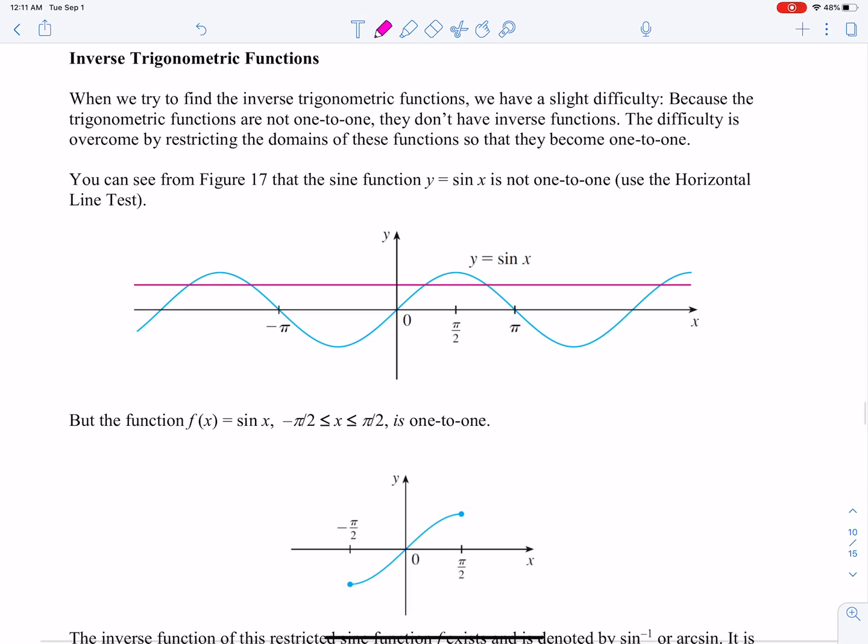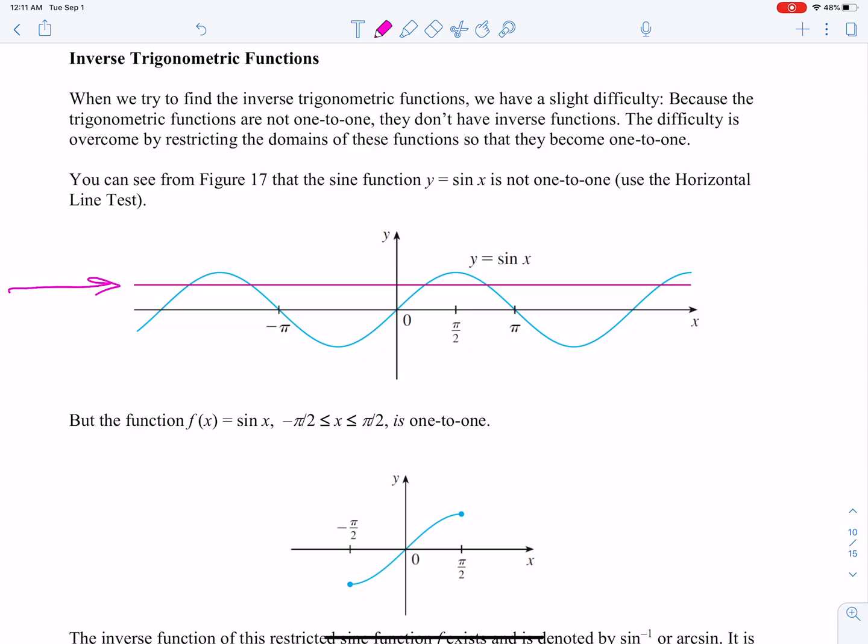Inverse trig functions. These are fun and important. So let's see, when we try to find the inverse trig functions, we have a slight difficulty because the trigonometric functions are not one-to-one, right? So look at this down here. There's a horizontal line. This graph definitely does not pass the horizontal line test, okay? All right, so they don't have an inverse function. The difficulty is overcome by restricting the domain of these functions so they do become one-to-one.